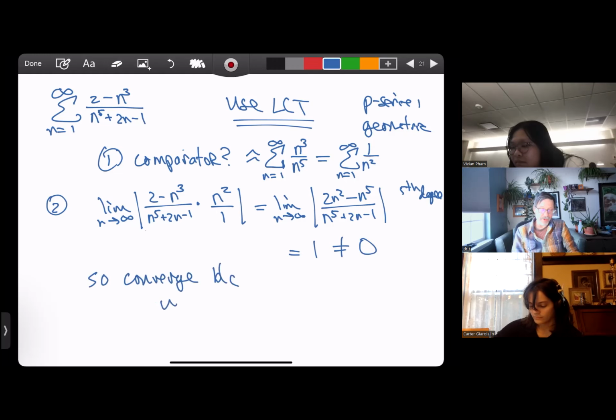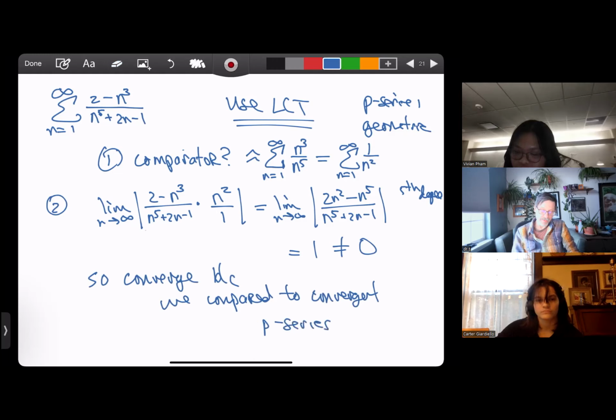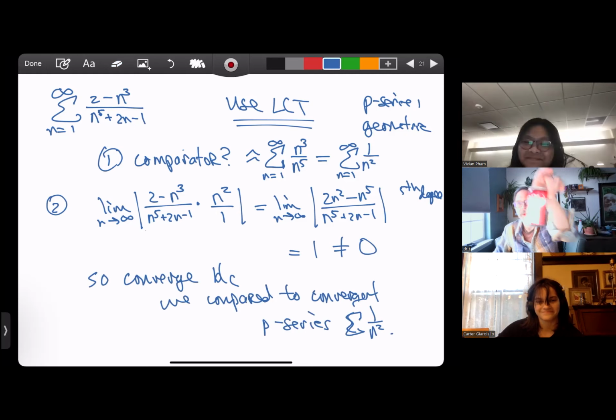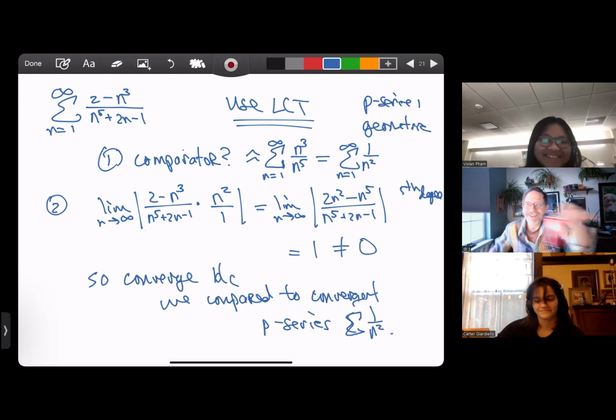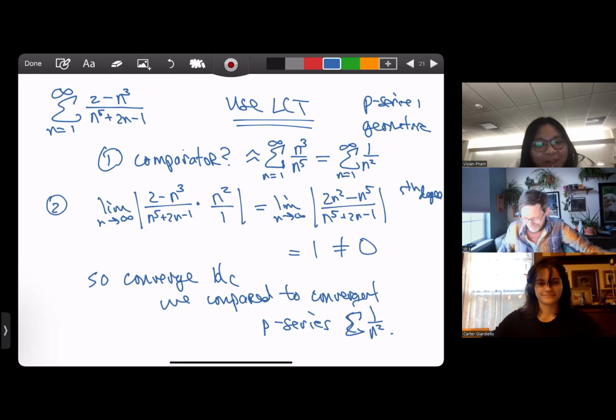Because we compared to, and I want to be really precise about what I'm saying, a convergent P series, 1 over n squared. Handwriting's getting bad. Must be this Dr Pepper I'm drinking. Little tiny one. All right.